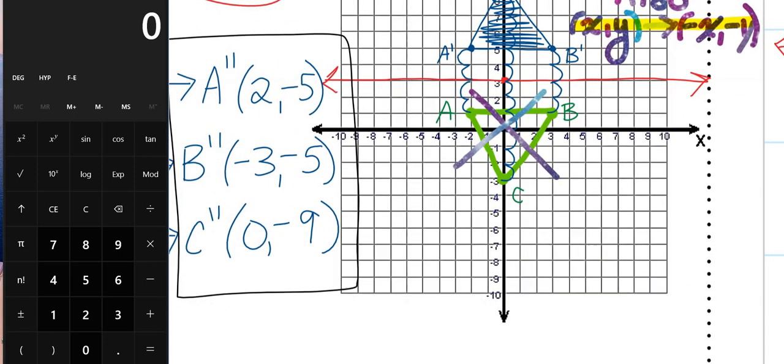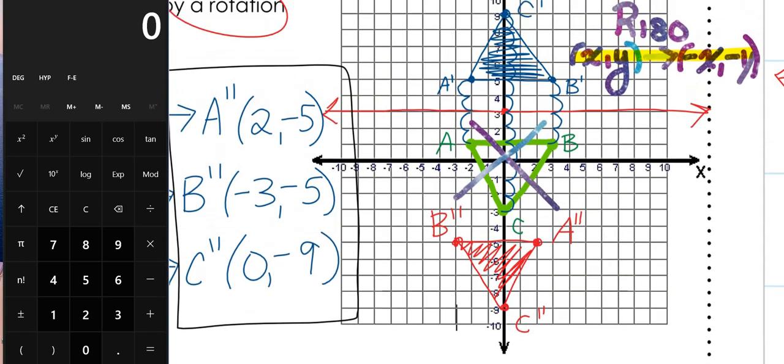Okay, so I'll make my final answer in red. Okay, 2, negative 5 is going to be right here. That's A double prime. B double prime is at negative 3, negative 5. And C double prime is at 0, negative 9. Okay, connected my 3 points. This is my final answer.